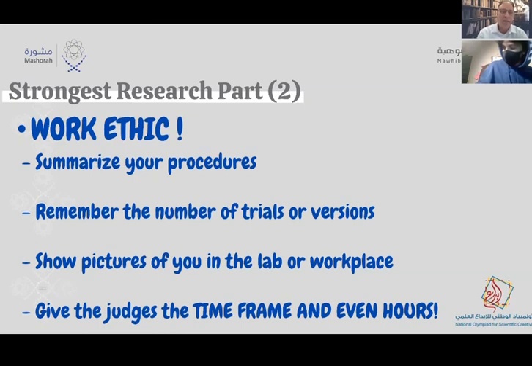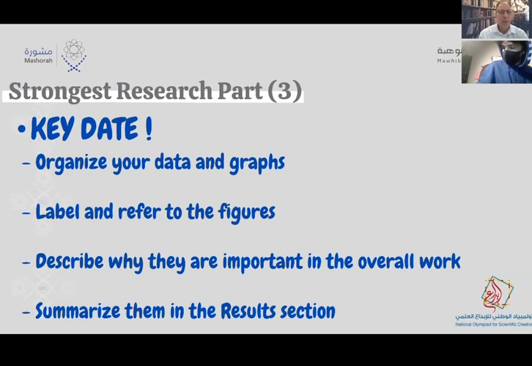So I think it's important to show the work ethic in your research. Strongest research part number 3 is key data. We talked a lot in these sessions about organizing your data in graphs. Label and refer to the figures.